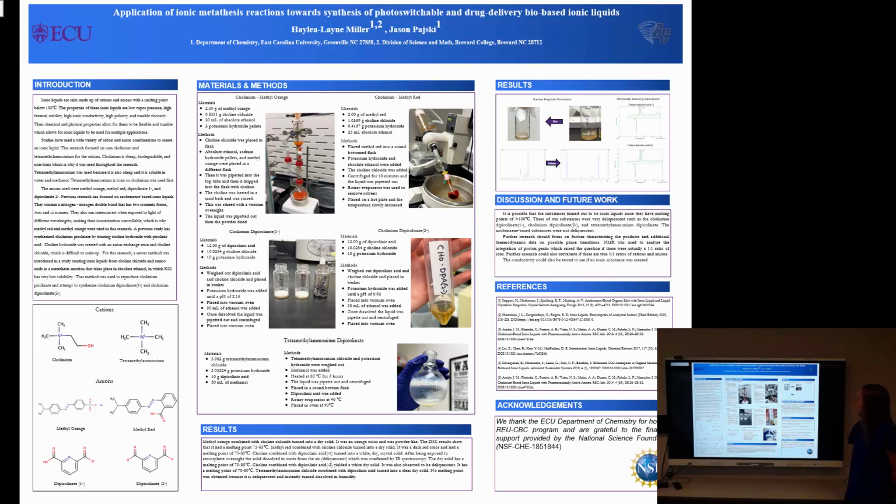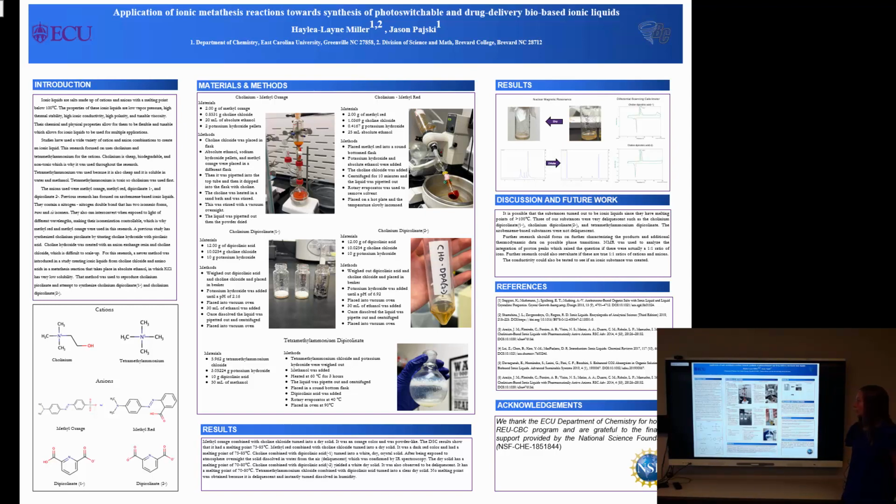I also combined choline and methyl red, so potassium hydroxide and absolute ethanol were added to a flask with methyl red in it, and then choline chloride was later added, and it was centrifuged for 10 minutes, and then the liquid was pipetted out. Then it was placed in the rotary evaporator, and then later it was placed on a hot plate, and the temperature was slowly increased.